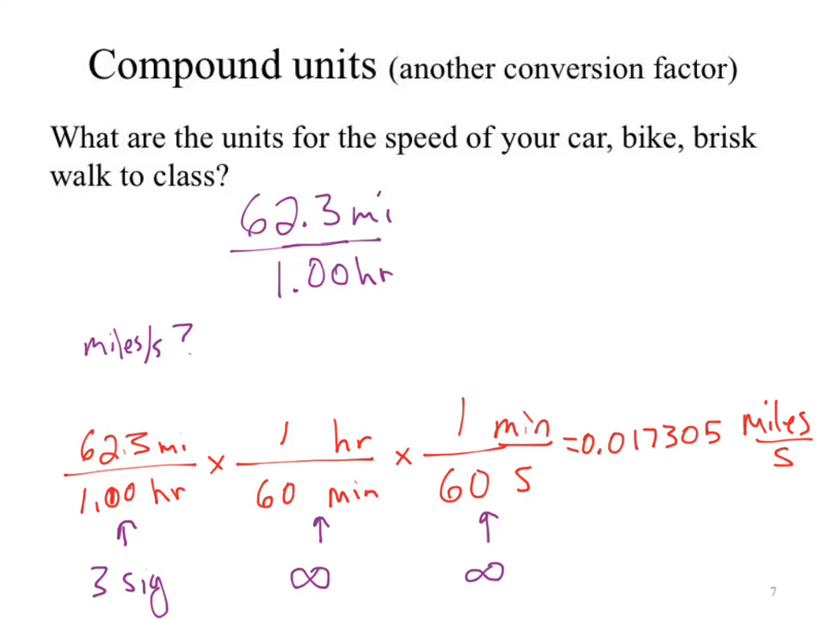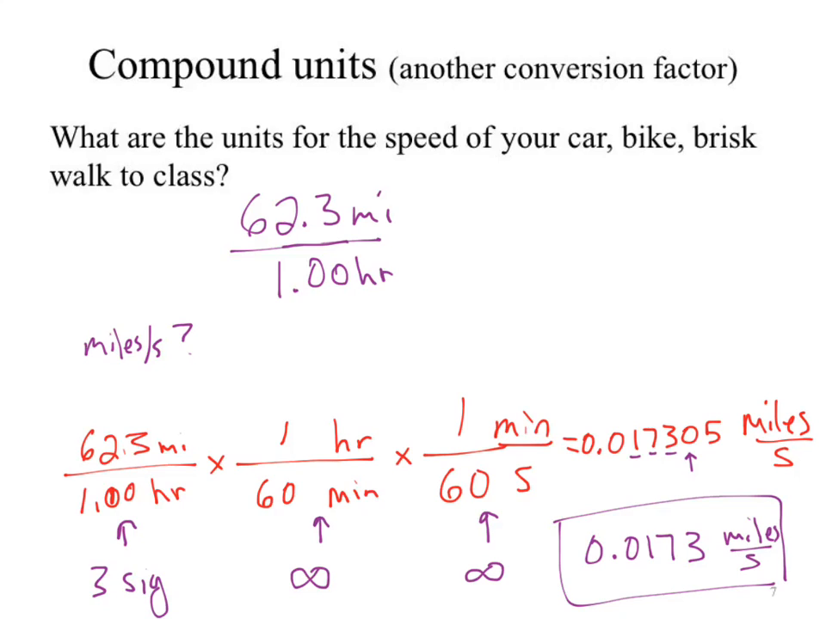So we can go back to our answer, identify our 3 sig figs. Then we can evaluate our first insignificant digit. What's that number's relationship to 5? Less than 5, which means we do what to our number? Stays the same, and our answer becomes 0.0173 miles per second.